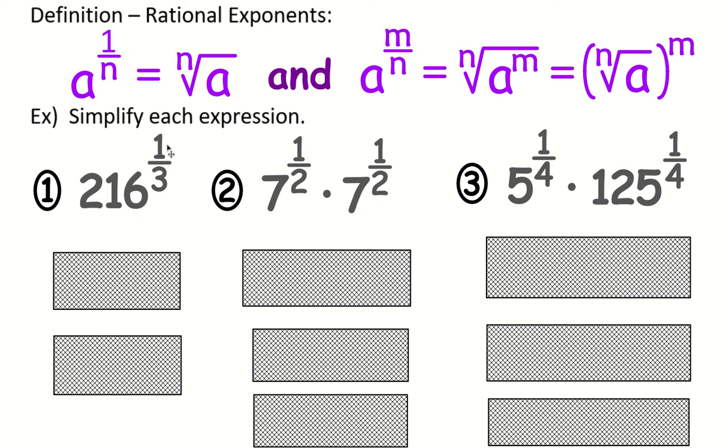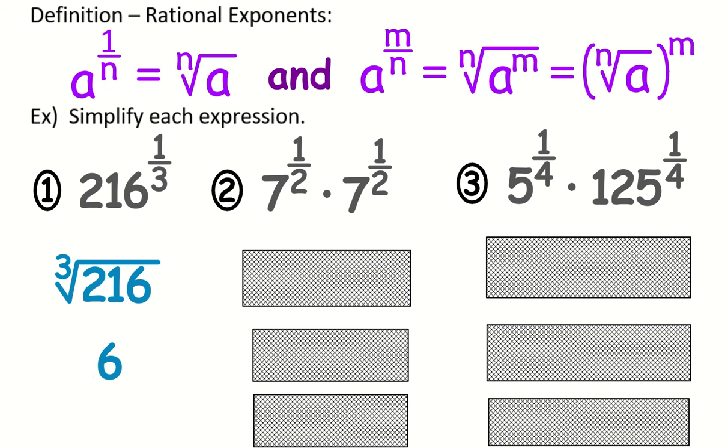So here, to simplify each expression, this would be 216 to the 1st power, but also the 3rd root, which ends up being 6. And furthermore, you can totally punch a 1/3 power into your calculator. A lot of calculators will do this for you, typing in 216 to the 1/3 power. Your calculator will tell you 6.